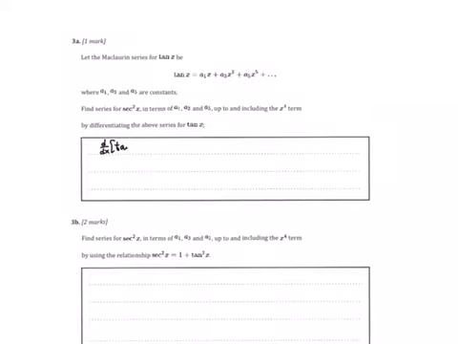of tangent is equal to secant squared x. Okay, therefore secant squared x should be equal to the derivative of the Taylor centered at 0, which is a Maclaurin.